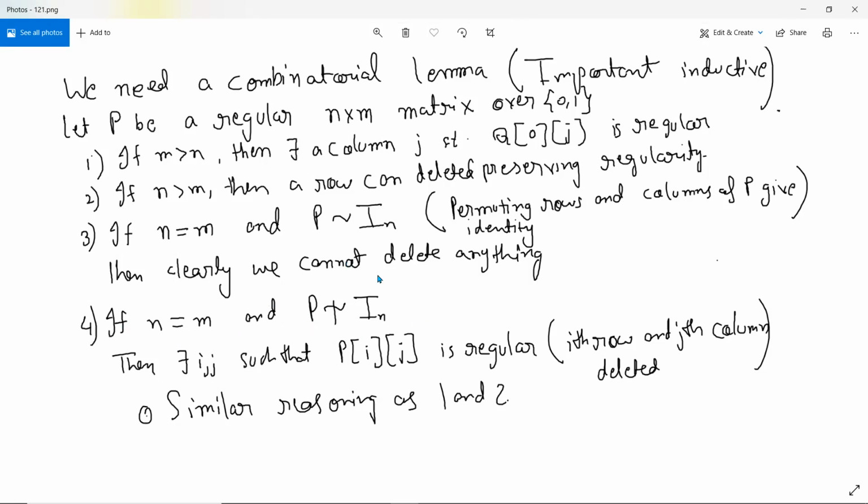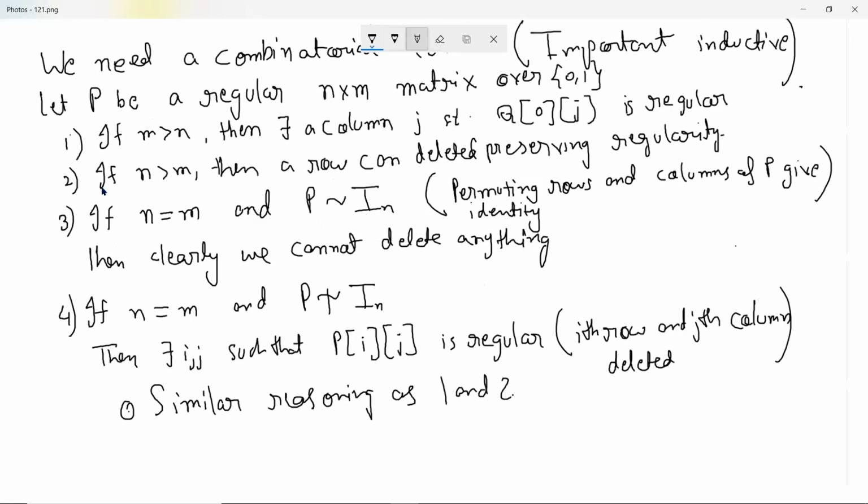But anyways, now if n is equal to m, and p is not equivalent to the identity matrix, then that means that there is a row with two ones. But because the row and the column number are the same, you can check that there is a column with at least two ones. So you can just remove that row and that column by points number 1 and 2. And we can just take an example, I guess it will be more clear. So let's take a 4 by 4.